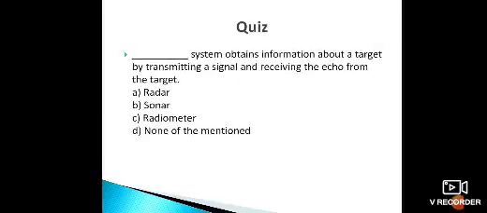So next question. The dash system obtains information about a target by transmitting a signal and receiving the echo from the target. So please note this question.